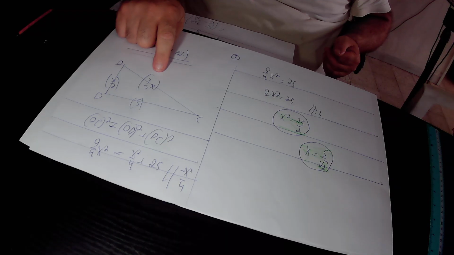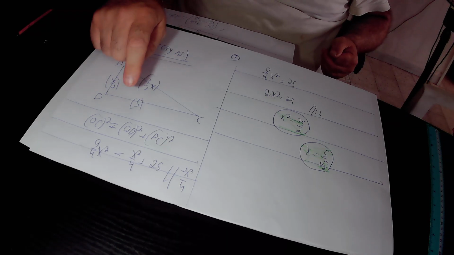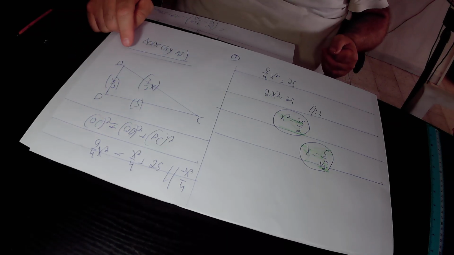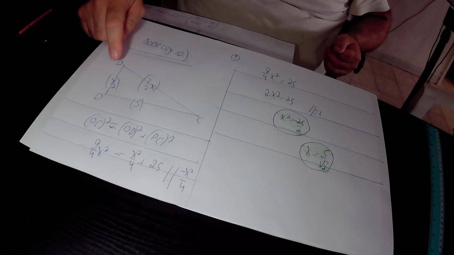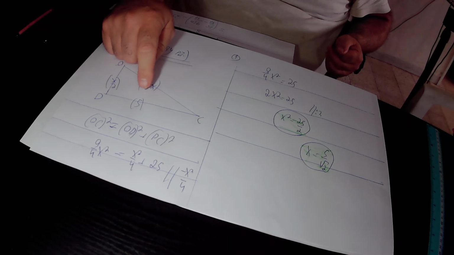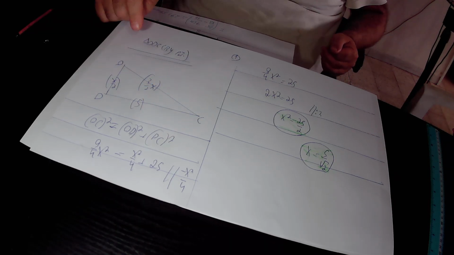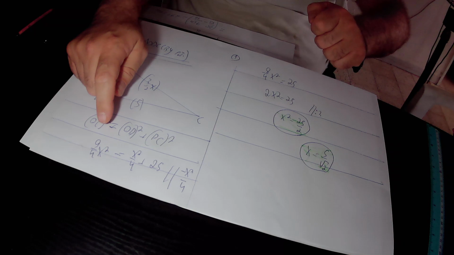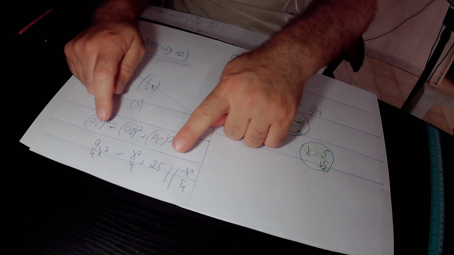OC is 3 over 2 times x, therefore OC squared is 9 quarters x squared, plus OD squared. OD is x over 2, therefore OD squared is x squared over 4, plus DC squared. DC is 5, therefore DC squared is 5 squared, that is 25. So in total, we found out that 9 quarters x squared equals 1 quarter x squared plus 25.